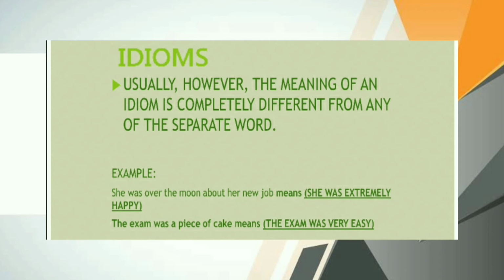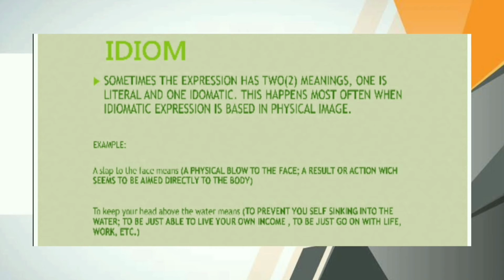There are a lot of idioms, and sometimes the expression has two meanings, one literal and one idiomatic. This happens most often when the idiomatic expression is based on a physical image. An example is, it's raining cats and dogs. In the literal meaning, it's raining cats and dogs, but in the idiomatic expression, it is raining hard.